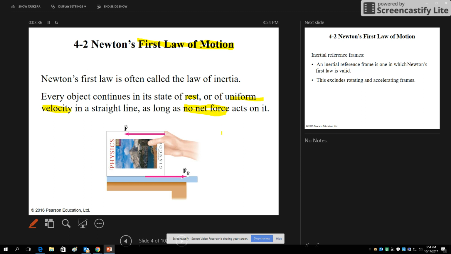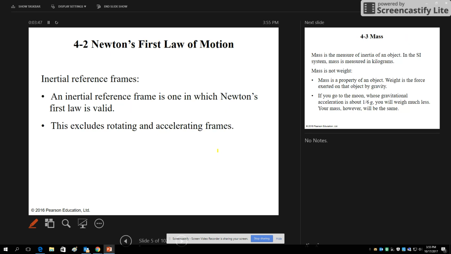The law of inertia refers to the inertia of an object that's measured as its mass, and mass is a measurement of the amount of matter in an object. Inertial reference frames are frames of reference in which Newton's first law is valid, and inertial reference frames exclude rotating and or accelerating reference frames. Rotation is a form of acceleration, so that's also redundant, but Newton's laws only hold when the frame of reference is not accelerating.